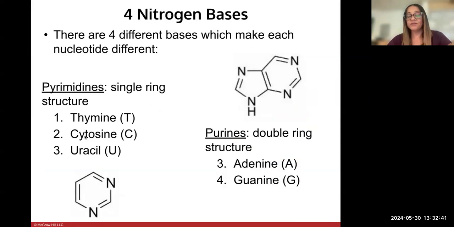There are 4 nitrogen bases. There's actually 5 when we put both together and we talk about DNA and RNA. But pyrimidines are single ring structures. Thymine, cytosine, and uracil are the 3 pyrimidines. Thymine is found in DNA. Uracil is found in RNA. So you only find 2 of the 3, depending on which molecule you're looking at. And then purines are double ring structures that just look like 2 rings stuck together, like in the picture. Adenine and guanine are those 2. So DNA and RNA always have adenine, guanine, and cytosine, but that 4th one is different depending on whether it's DNA or RNA.